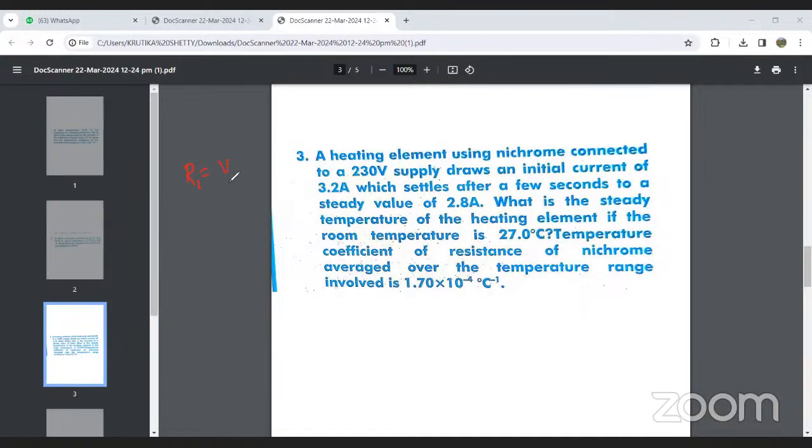R1 is equal to, according to Ohm's law, V divided by I1. This is 230 divided by 3.2, which is equal to 71.875 ohm. Then next R2 is equal to V divided by I2, which is 230 divided by 2.8, which is equal to 82.143 ohm. So this is the R1 R2 value. T2 867. Yes, very good, correct.